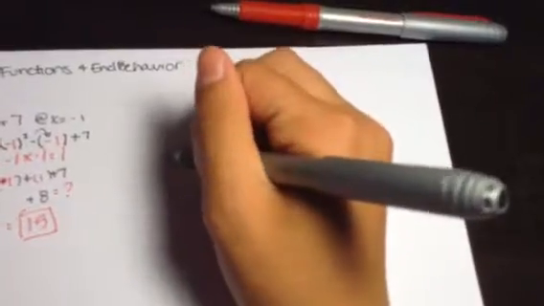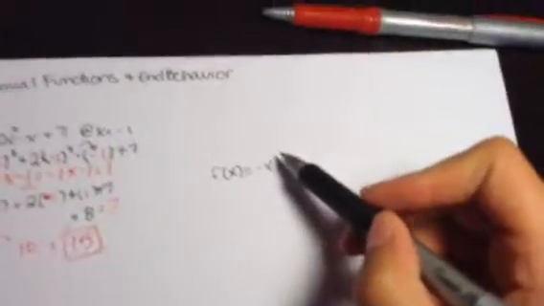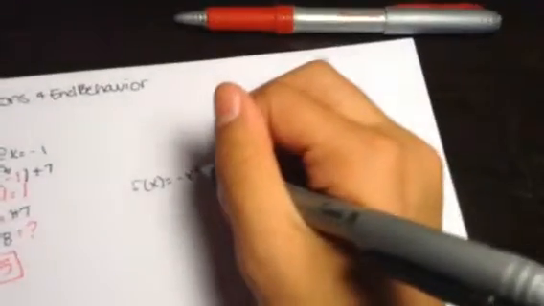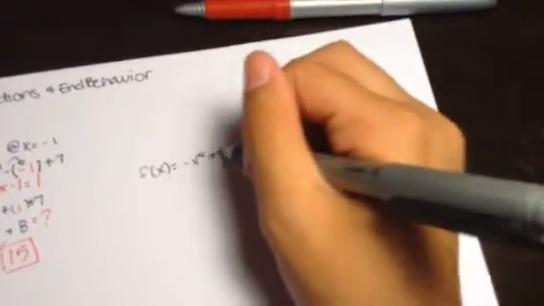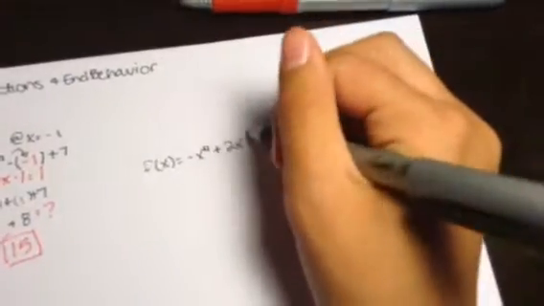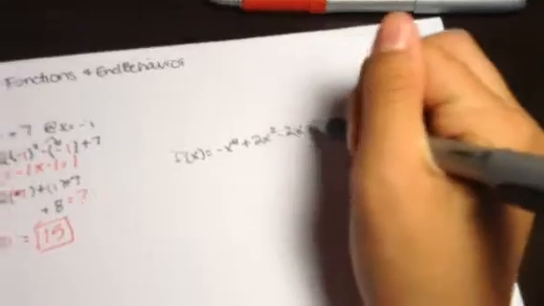Alright, so next we're going to do end behavior. And our end behavior equation can look like anything, but this is just going to be a simpler version of it. So we have x minus x to the fourth power plus 2x squared minus 2x minus 2.